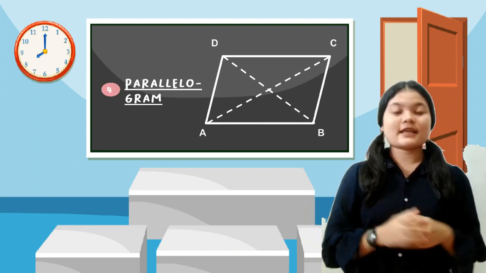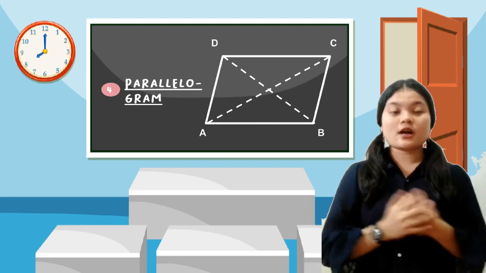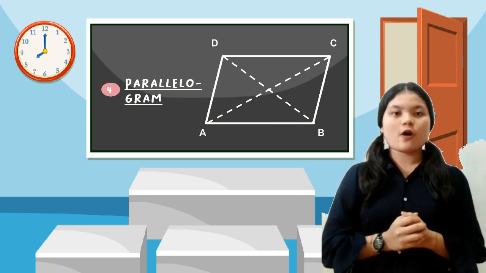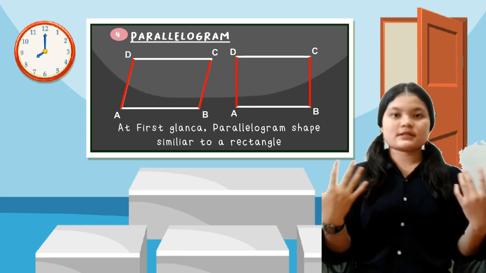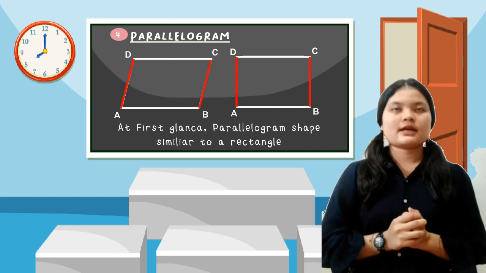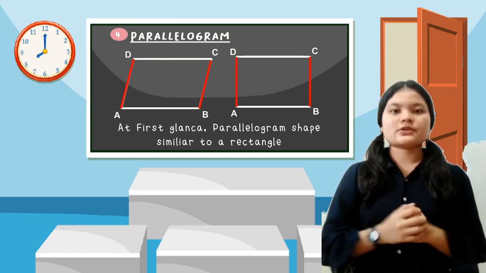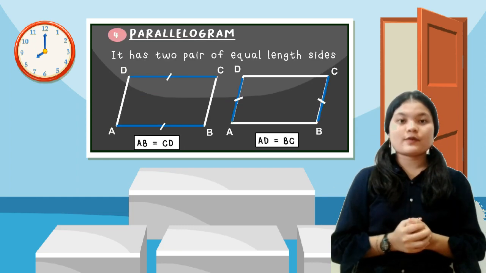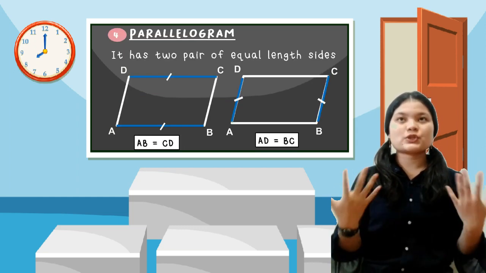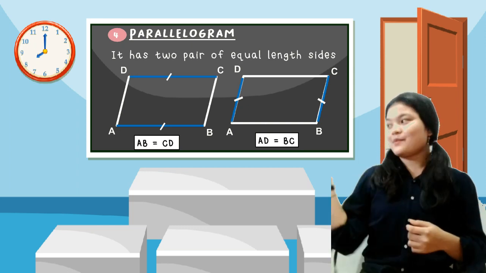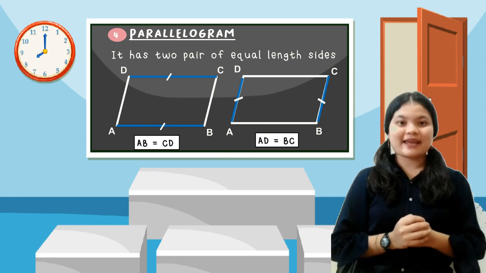Okay friends, this time I will give you the characteristics of a parallelogram, a shape that is composed of four sides. At first glance, a parallelogram is similar to a rectangle. It's just that the sides on the left and right are sloping. Characteristics of a parallelogram: first, it has two pairs of sides that are the same length. AB is equal to CD and AD is equal to BC.